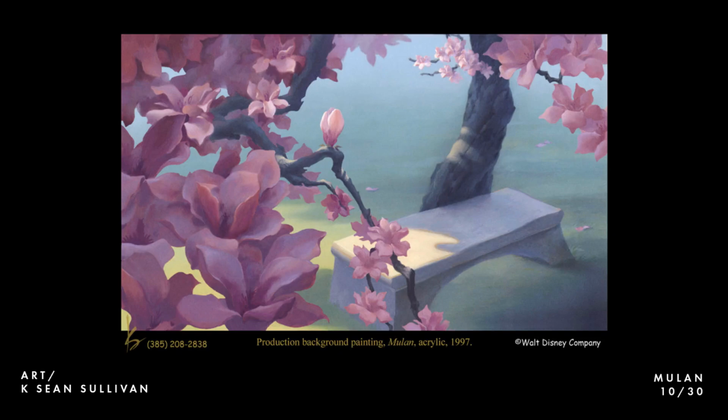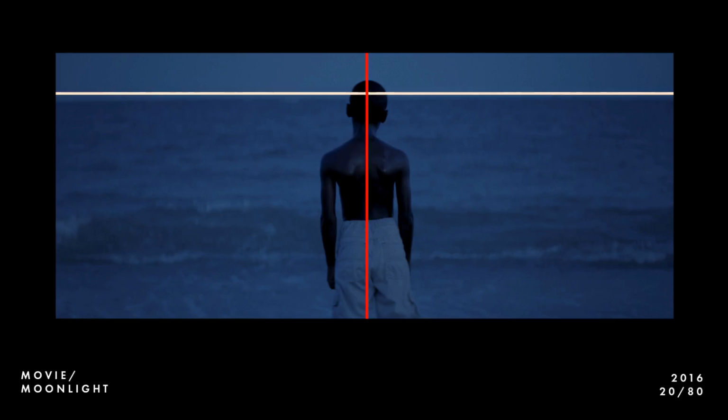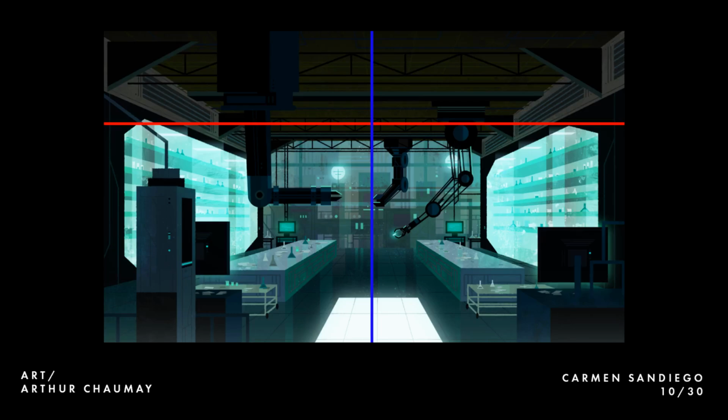Alright, so now that you know these fractions, you can put them in anywhere and you can mix and match them. For example, in this piece, Moonlight, we already talked about how it's around a 20/80 fraction, but it can also be 50/50 if you split it down the line. Or for example, on this piece here again, even though we talked about how it's 10/30, you can also split it in half as a symmetrical piece.